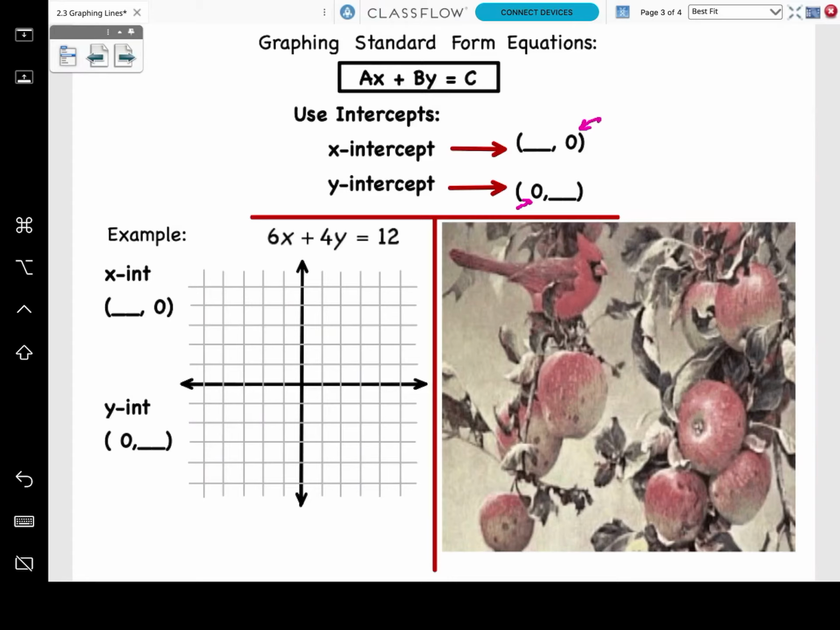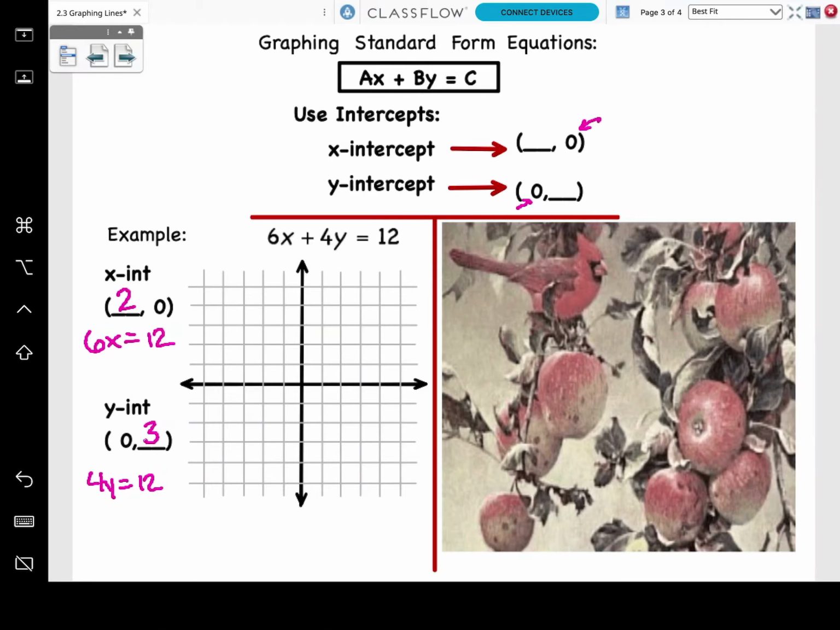So here's our example. Let's find the x-intercept of 6x plus 4y equals 12. x-intercept means y is 0. So I think of just taking that 4y out of the equation, which means I have 6x equals 12. And if 6x equals 12, that means x is 2. To find the y-intercept, very simple. I take the x out of the equation, and I have 4y equals 12. And then I would solve, and I would get y is equal to 3. So I have intercepts there.